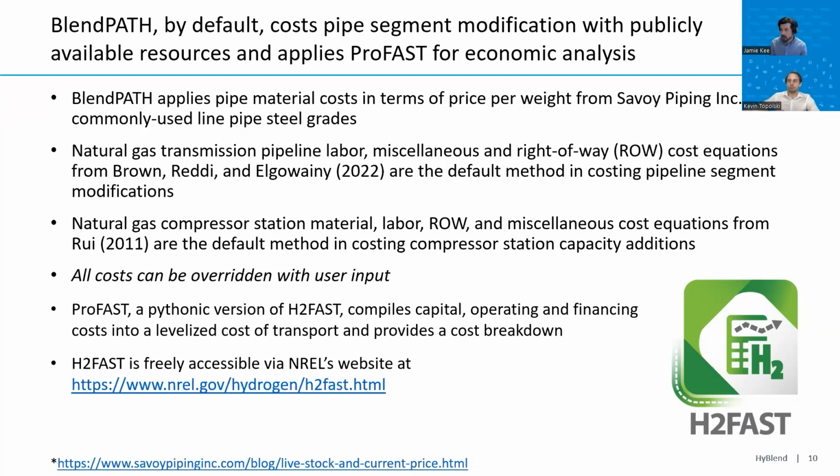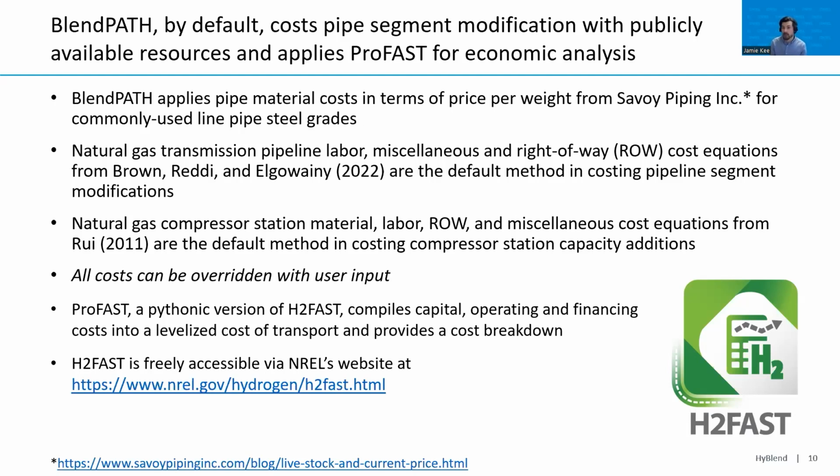For the material costs, we use a price per weight from Savoy Piping Inc. for commonly used line pipe steel grade. So we calculate the volume and then the weight and then determine the material cost for these pipes. For the remaining components, which are labor, miscellaneous, and right-of-way, we take those cost equations from an Argonne National Lab paper from 2022, which have cost correlations for each of those components. So that's for any new pipe that's been added.